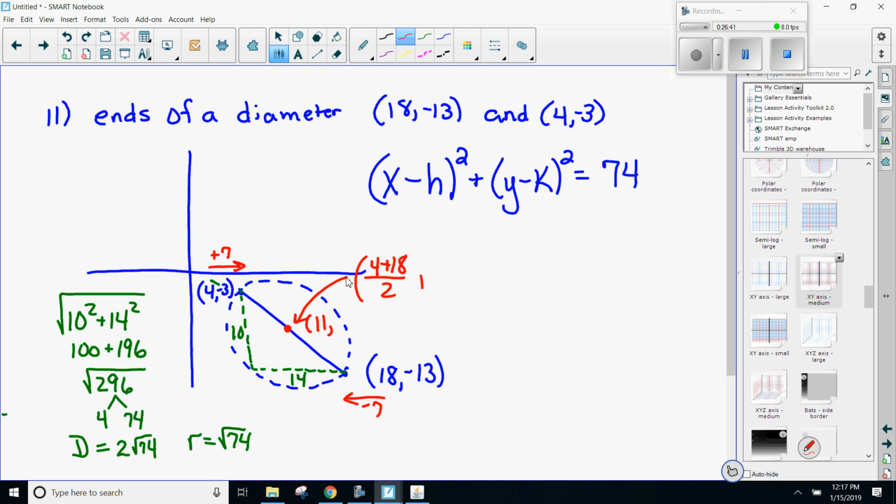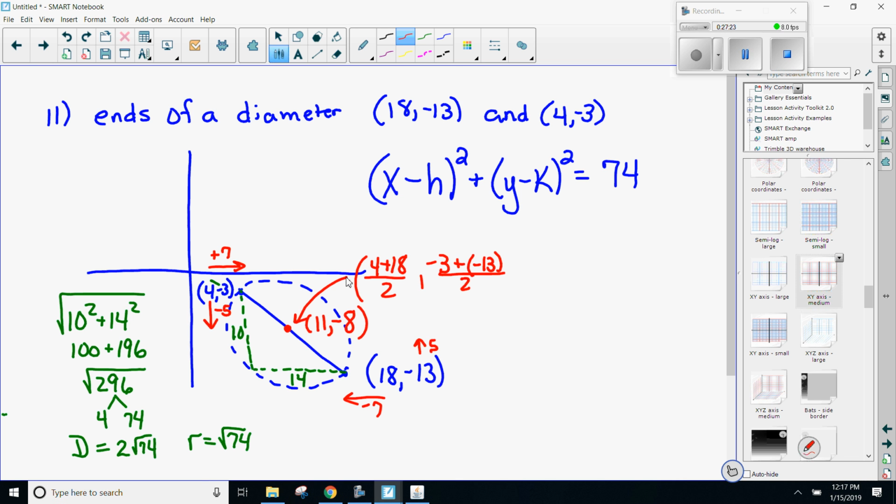And then I have to do the same thing to the y values. So I go -3 plus -13 divided by 2, which gives you what? You add that together, you get -16 divided by 2, you get -8. Well, think about it. Half that 10 distance is 5. So I either go down 5 from -3, which gives you -8, or you go up 5 from -13, which gives you -8. Do you see that? I like to just take the average. So here's the center of my circle.